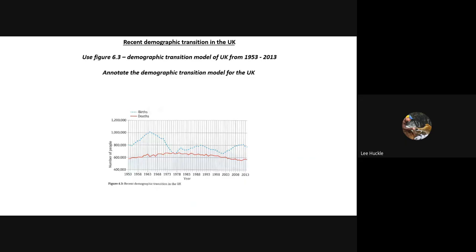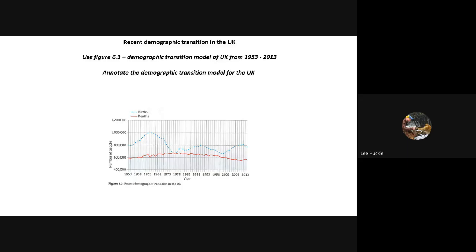So I gave you a graph such as this, the exact same graph, looking from 1953 up to 2013, and very simply showing the births and the deaths. The births being your blue dashed line, and your deaths being the red solid line. And it's a very different looking demographic transition model because it's particular for the UK.